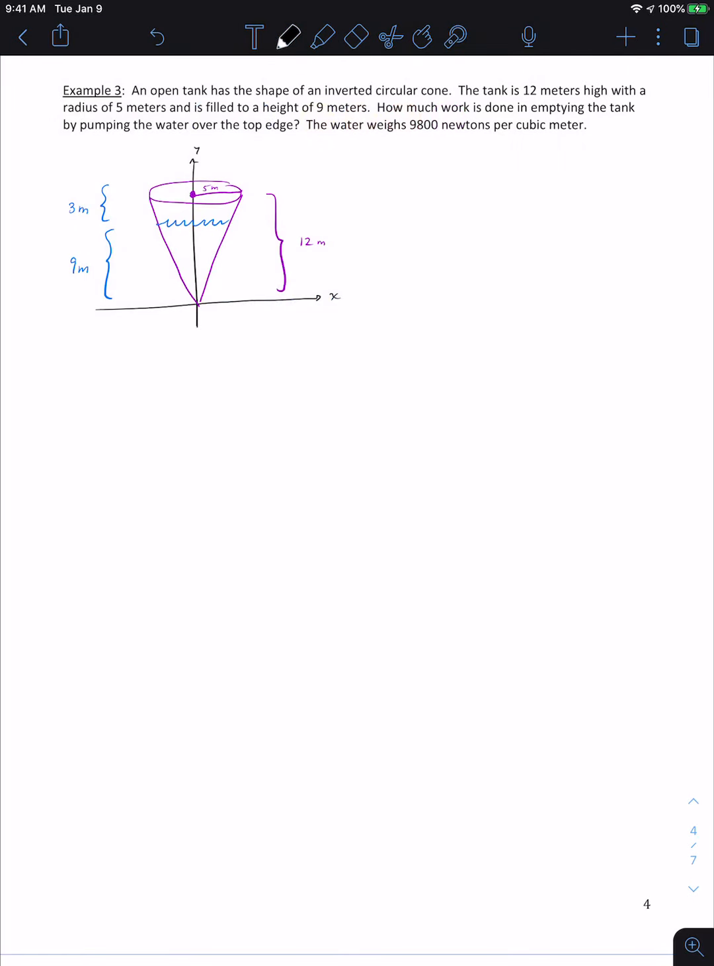Okay, so what are we going to do here? Let's consider the water to be divided into discs of thickness, we'll say delta Y, and radius, we'll call it R, and Y from the x-axis.